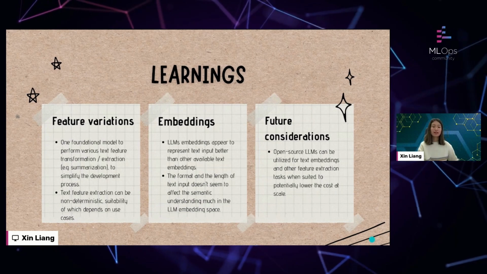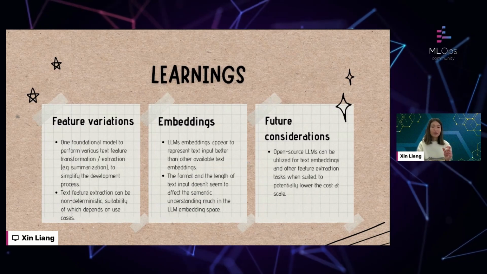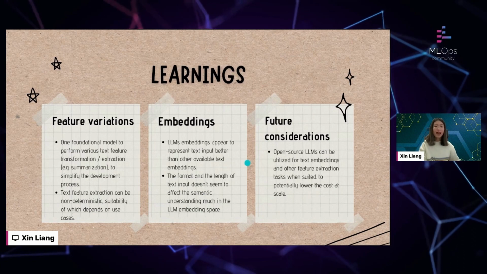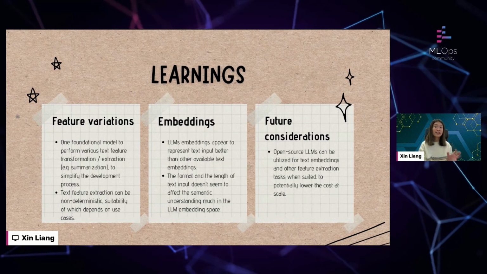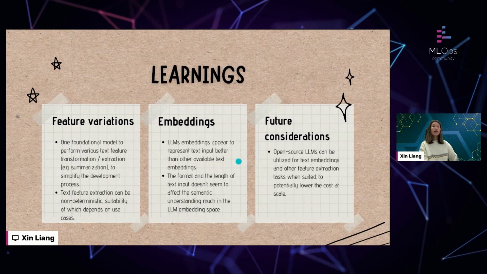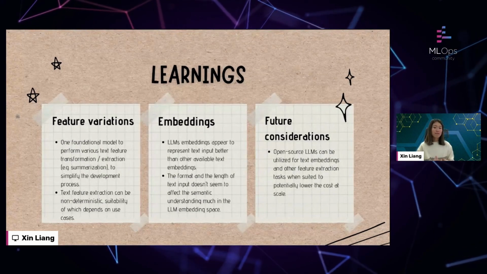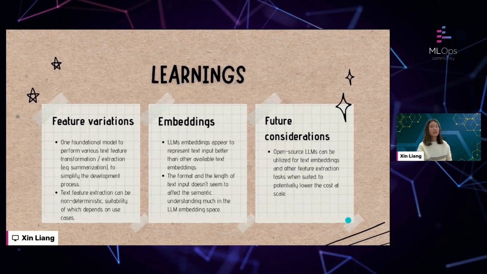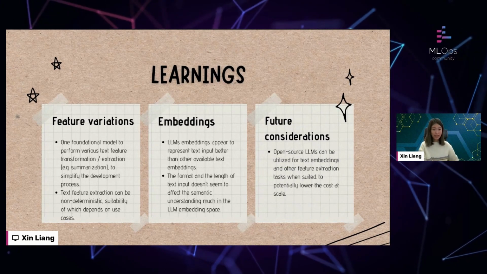And in terms of embeddings, we found that LLM embeddings appear to represent the text input better than other available text embeddings. The format and the length of the text inputs don't seem to affect the semantic understanding much in the LLM embedding space. In the future, we will also consider open source LLMs, which can be utilized for text embeddings and other feature extraction tasks when suited, and potentially lower the cost even further at scale in production.